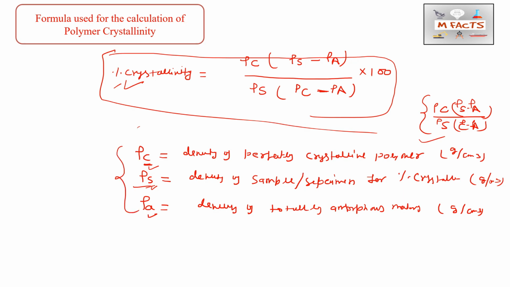Now we know how to remember the formula. We need not learn this big formula; we will see this concept only, CSA by SCA. By remembering this, we can make our own formula for the percentage crystallinity. These terms are very easy: rho C, rho S, rho A. They will give some of the values, and they can ask for any one or two values in the calculation. Now we will see the example for this question.